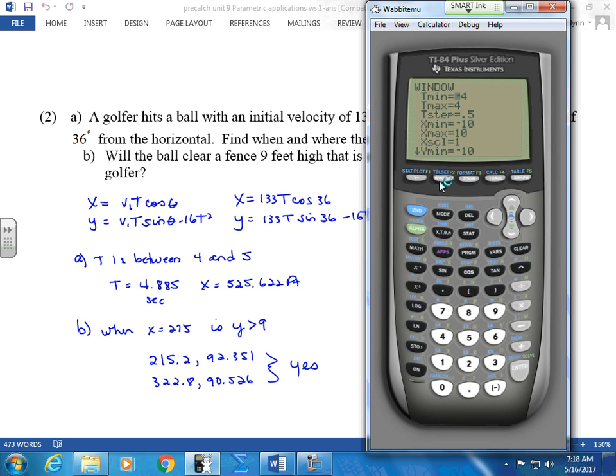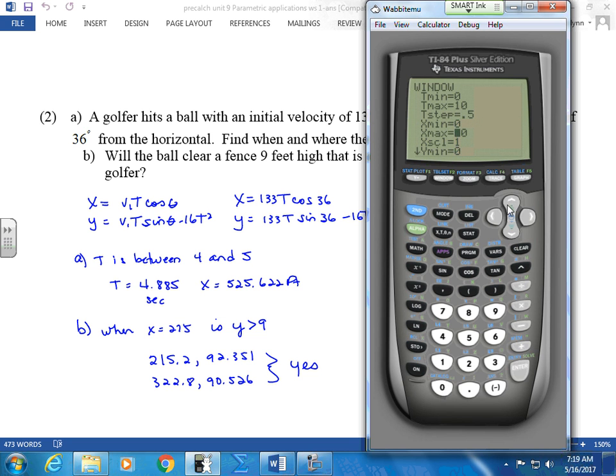Okay, let's talk your window. So a golfer hits a ball. Time. We're going to start our time at 0. He's going to only be in quadrant 1. Maximum time, 10 seconds. Leave your t-step. You can always change this t-step and make it a little bit closer once you see it. You're not getting a lot of time on this, so you can make your t-step a little smaller. Your x-min, we're going to set to 0, and your y-min, we're going to set to 0.